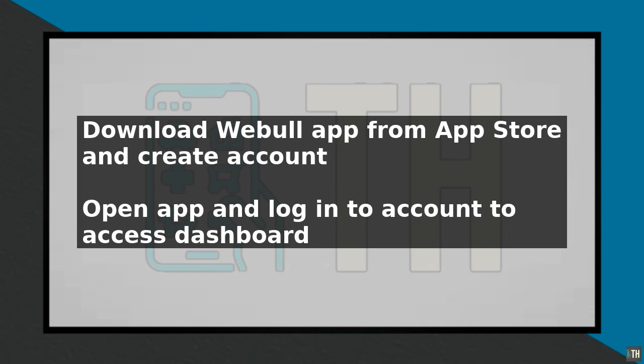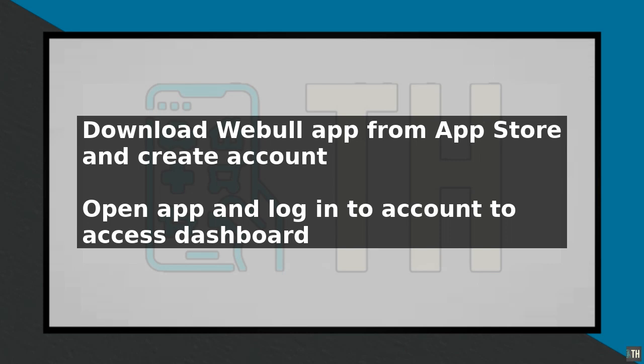To get started, first download the Webull app from the App Store and create an account if you don't already have one. Once you have the app installed, open it and log into your account. You will see a dashboard that displays your account balance, portfolio, and market news. The dashboard is customizable, so you can add or remove widgets to suit your needs.